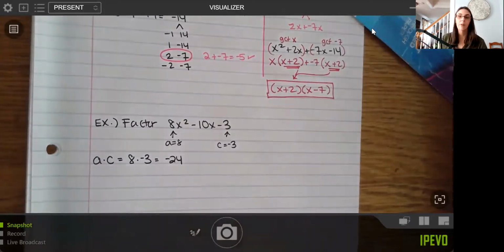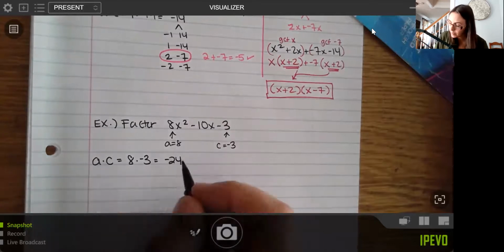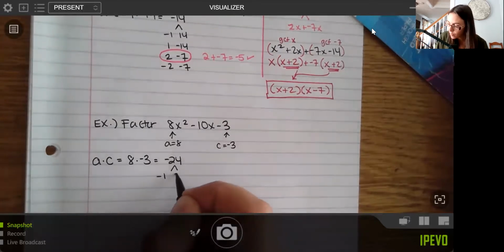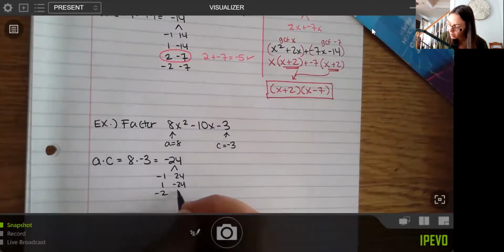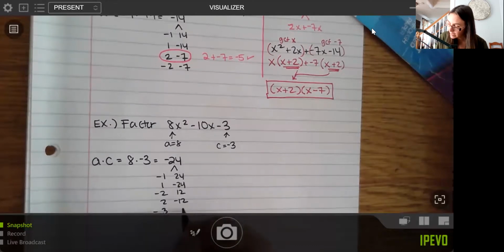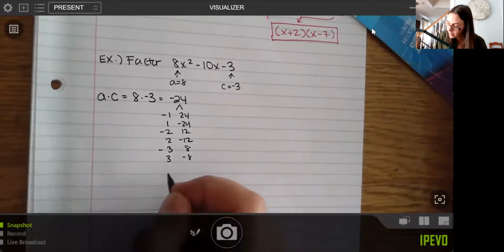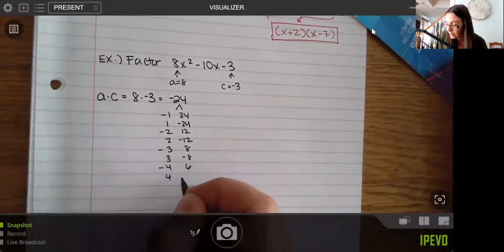So 8 times -3 is -24. And I'm going to break this down. So I could use -1 and 24 or 1 and -24. I could use -2 and 12 or 2 and -12, -3 and 8 or 3 and -8. Lots of options here. -4 and 6 or 4 and -6.